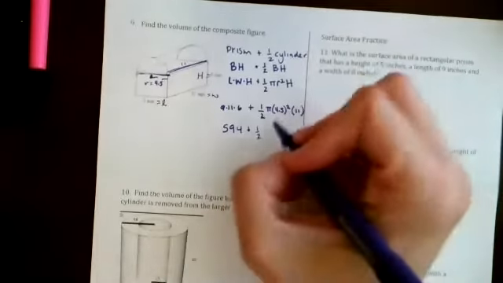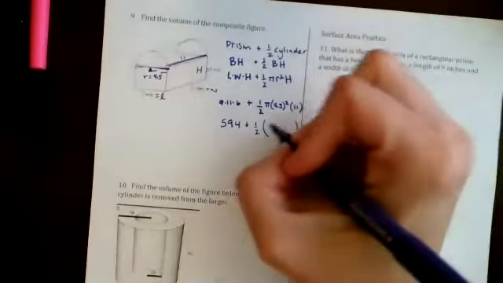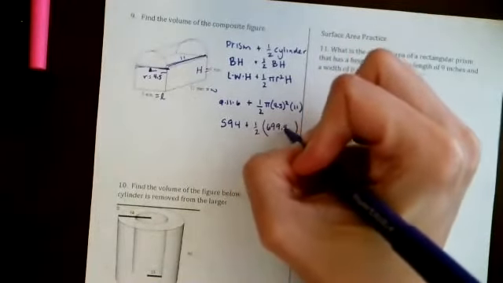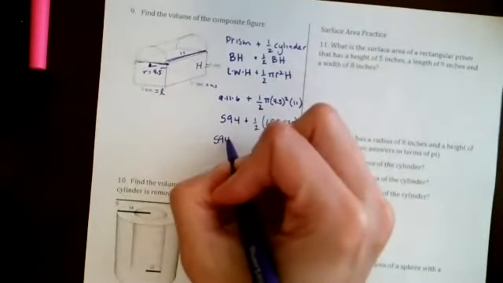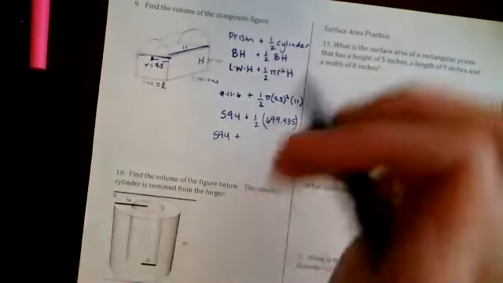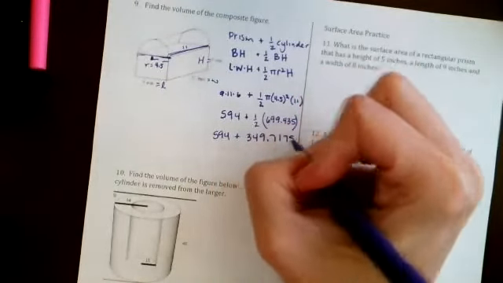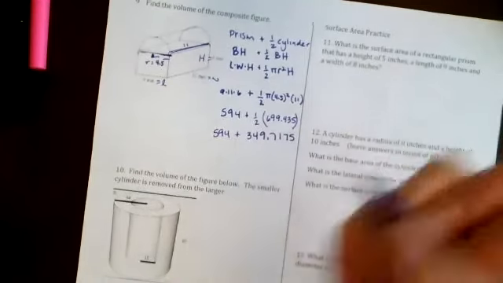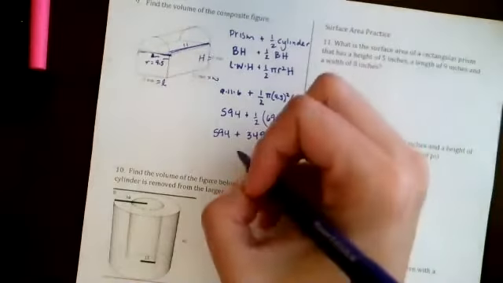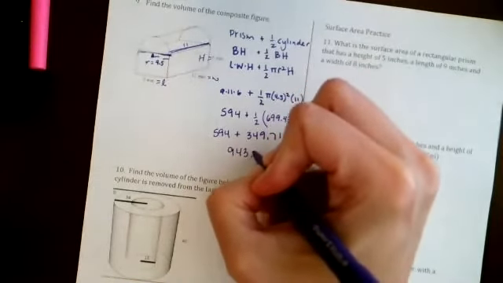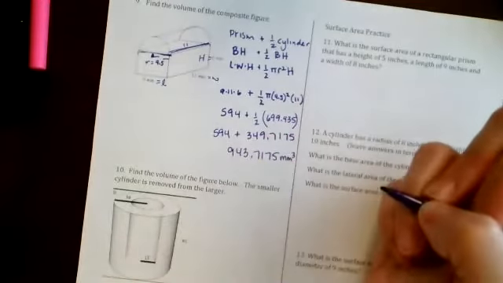And then I'm going to go ahead and multiply by 3.14. So I get 699.435. And then I'm going to go ahead and have to take half of that. So I get 349.7175. We can add our two answers together. And we're in millimeters, so millimeters cubed.